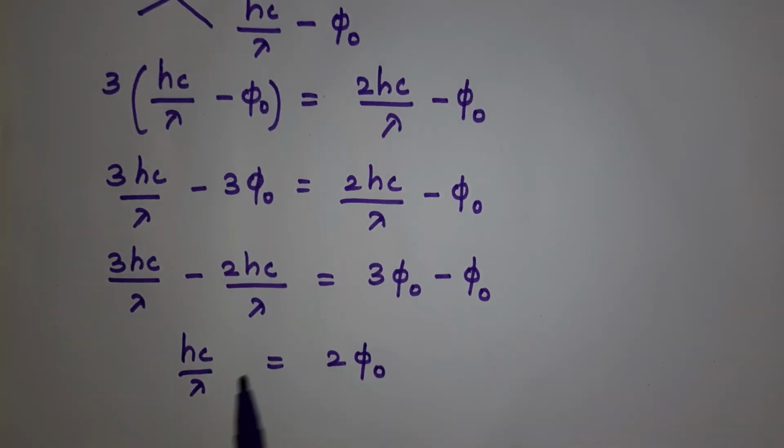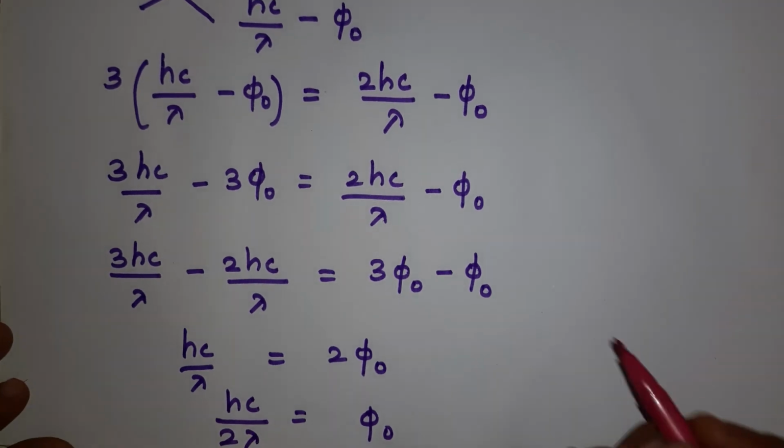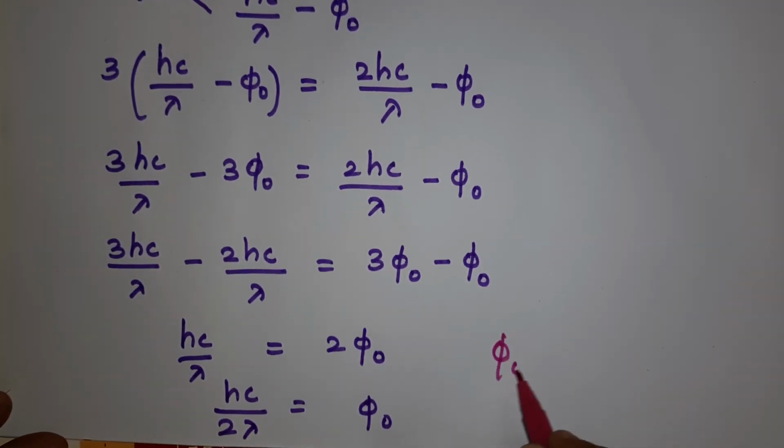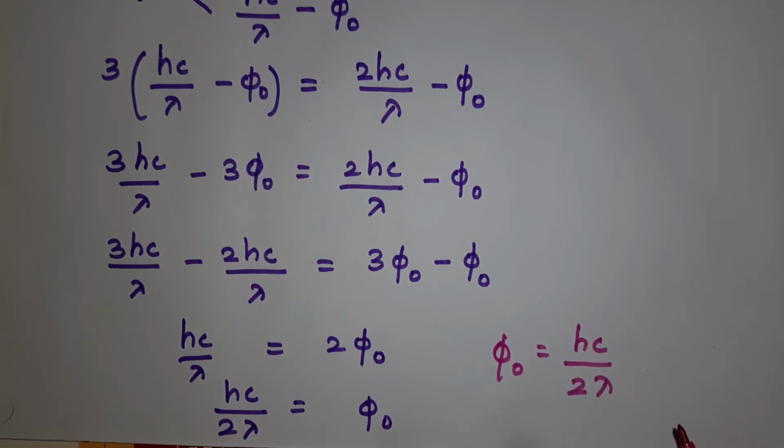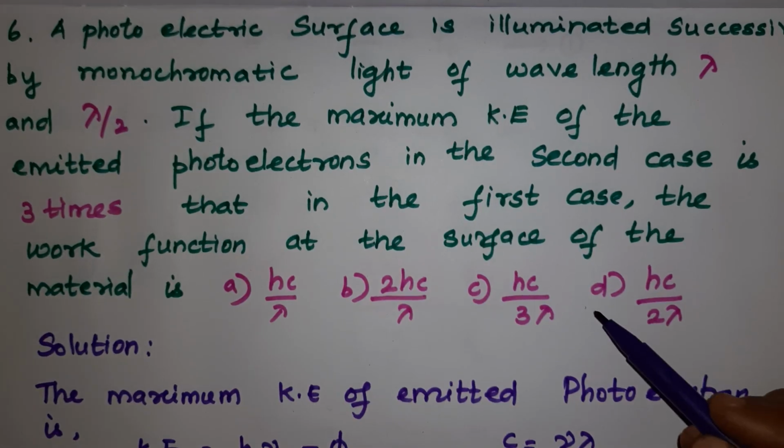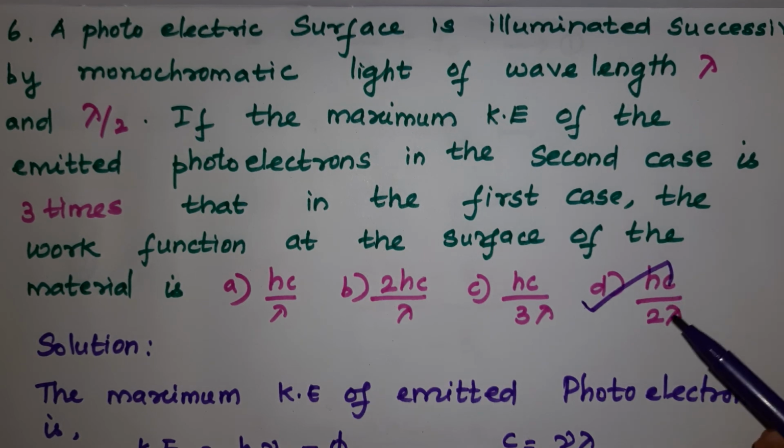After simplifying, we have Hc by lambda is equal to 2 phi naught, and therefore we have this phi naught is equal to Hc divided by 2 lambda. Thus, we have here phi naught is equal to Hc divided by 2 lambda. And option D is the correct one, Hc by 2 lambda.